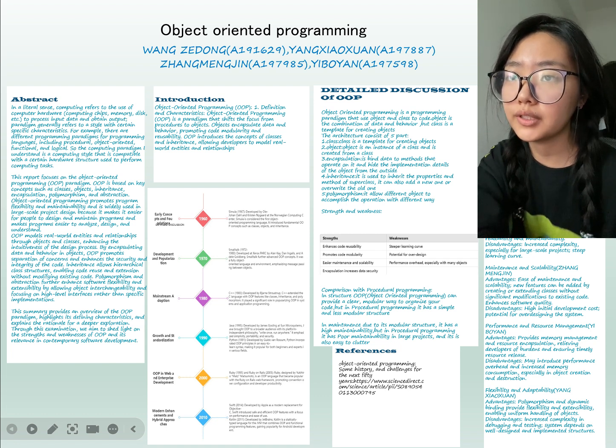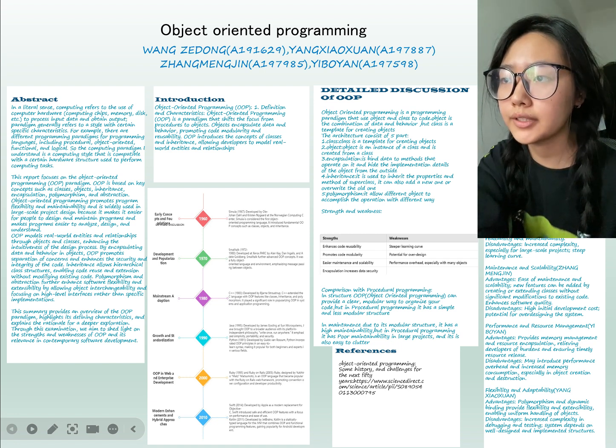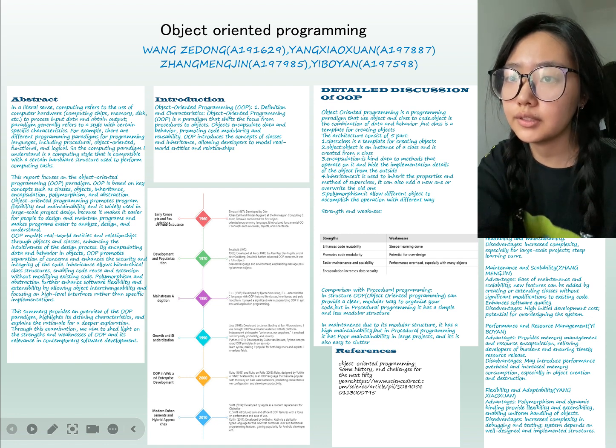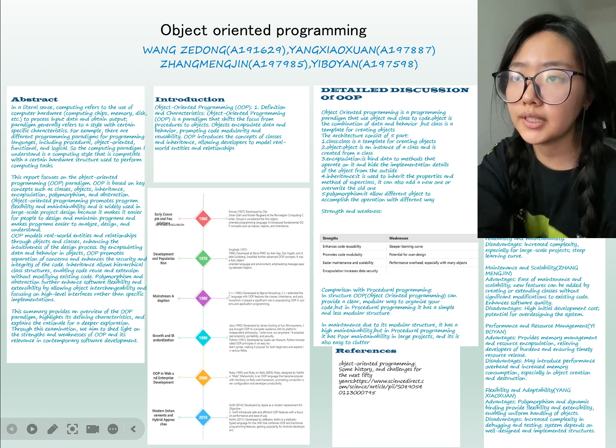object-oriented programming paradigm. OOP is based on key concepts such as classes, objects, inheritance, encapsulation, polymorphism, and abstraction. Object-oriented programming promotes program flexibility and maintainability, and is widely used in large-scale project design because it makes it easier for people to design and maintain programs, and makes programs easier to analyze, design, and understand. OOP models real-world entities and relationships through objects and classes, enhancing the intuitiveness of the design process.